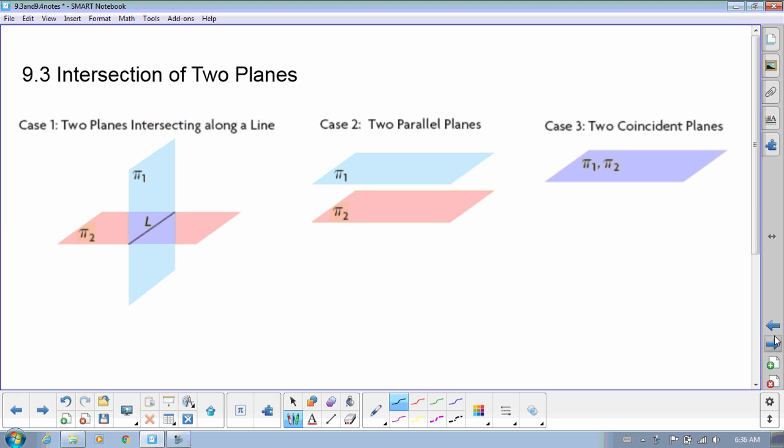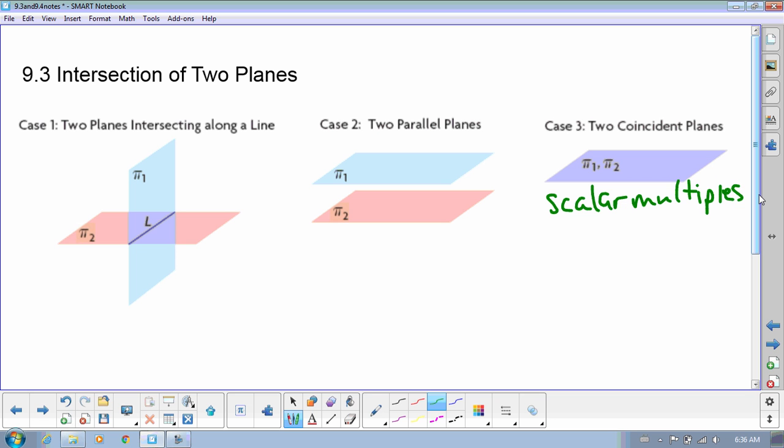Okay, so here's a diagram of 3 different cases. So these are the 3 different things that can happen. I'm going to start with case 3. So in case 3, if we look at it, it looks like there's only one plane. And that's because the equations are scalar multiples. So the normals are the same and the multiples and the d values are the same.